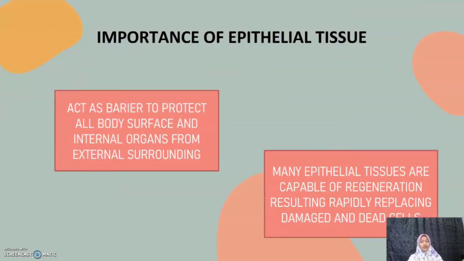So, let's move on to the importance of epithelial tissue. Importance and function of epithelial tissue might be similar. So, these are two importances of epithelial tissue. First is to act as a barrier to protect all body surfaces and internal organs from the external surroundings. And second, many epithelial tissues are capable of regeneration, rapidly replacing damaged and dead cells.